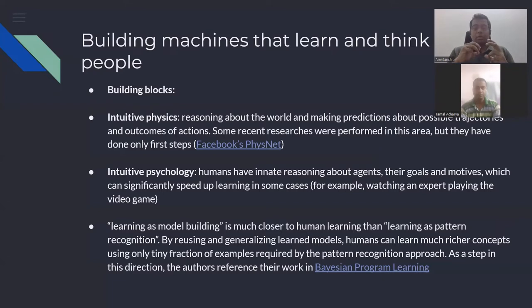So the overall approach that we have, learning as model building, is much closer to human learning than learning as pattern cognition. Now, we definitely build these mental models and we combine them and we keep growing concepts as we grow throughout our life. So by reusing and generalizing learned models, humans can learn much richer concepts using only a tiny fraction of the examples required by the pattern cognition approach. Okay. And this is what we want to do. And this is where the authors also reference their work in Bayesian program learning.